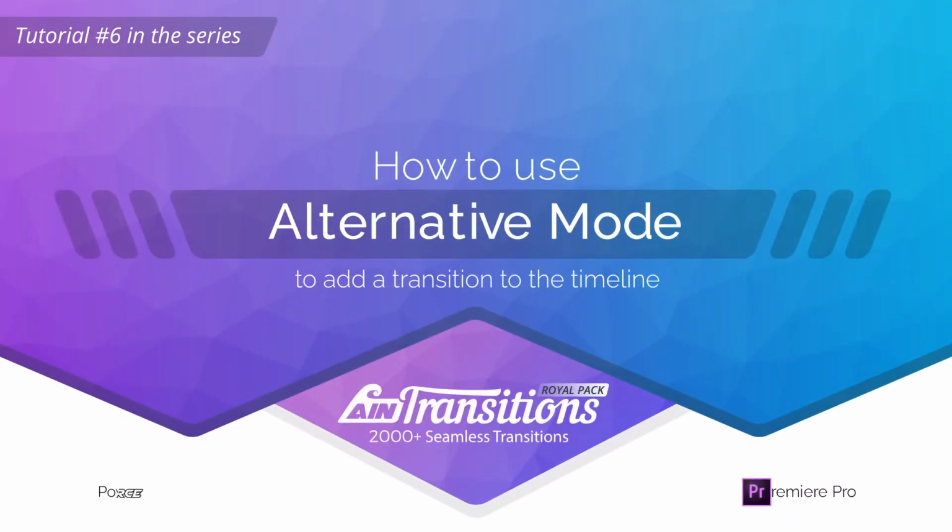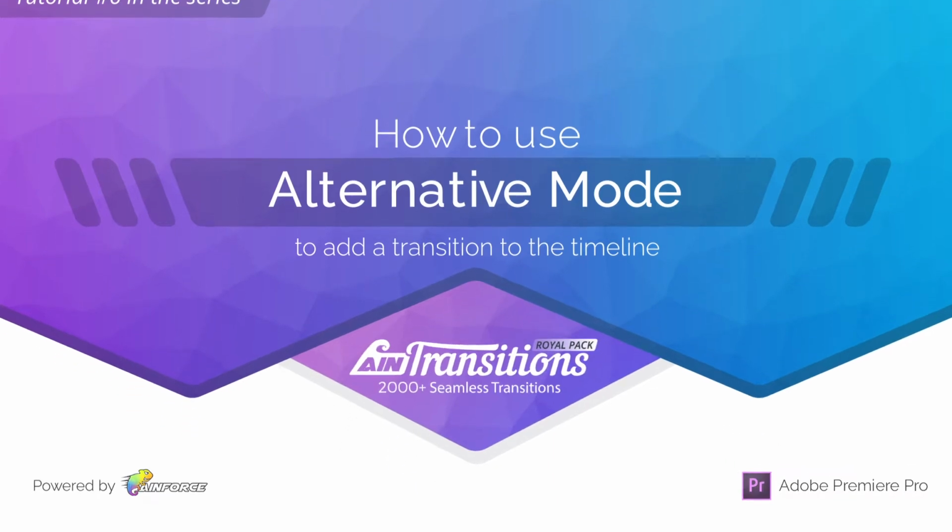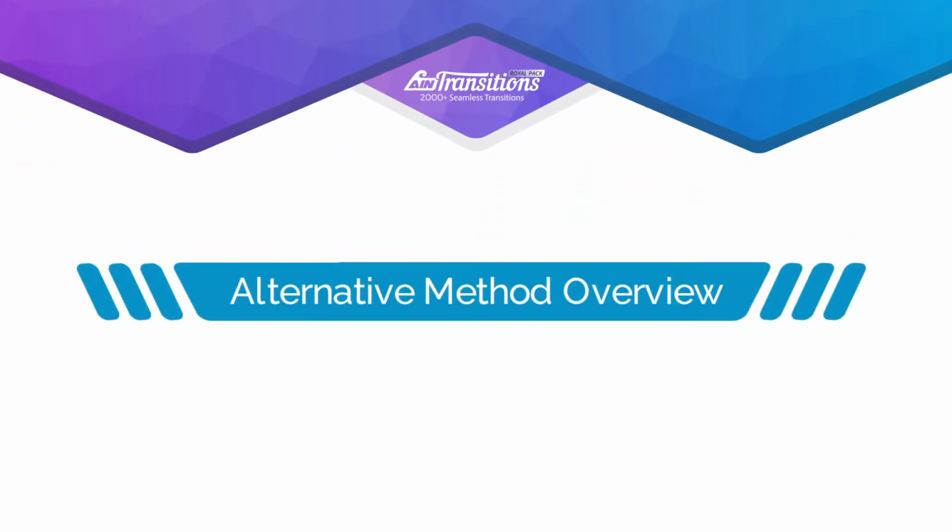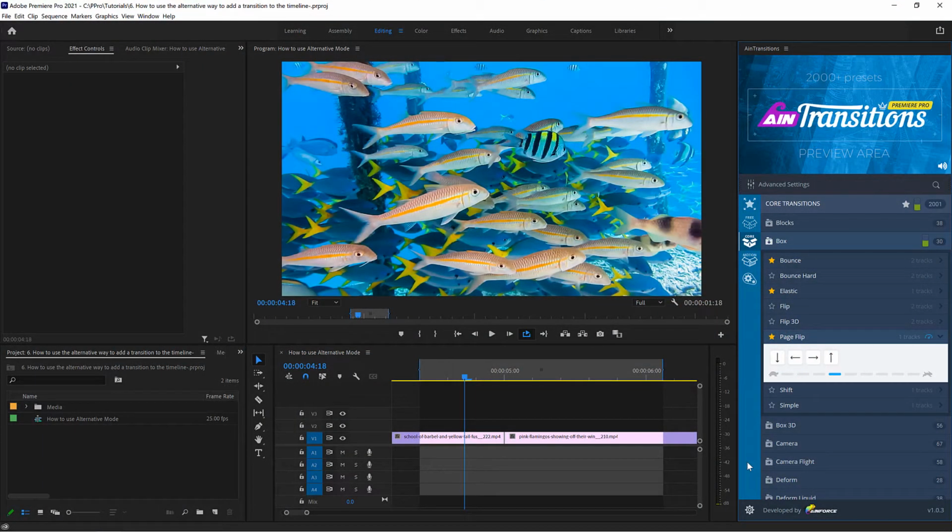In this video, we're going to learn how to use an alternative way to add a transition to the timeline using AIM Transitions Premiere Pro extension. Alternative method overview. An alternative method was created as a fallback option for automatically adding a transition to the timeline.